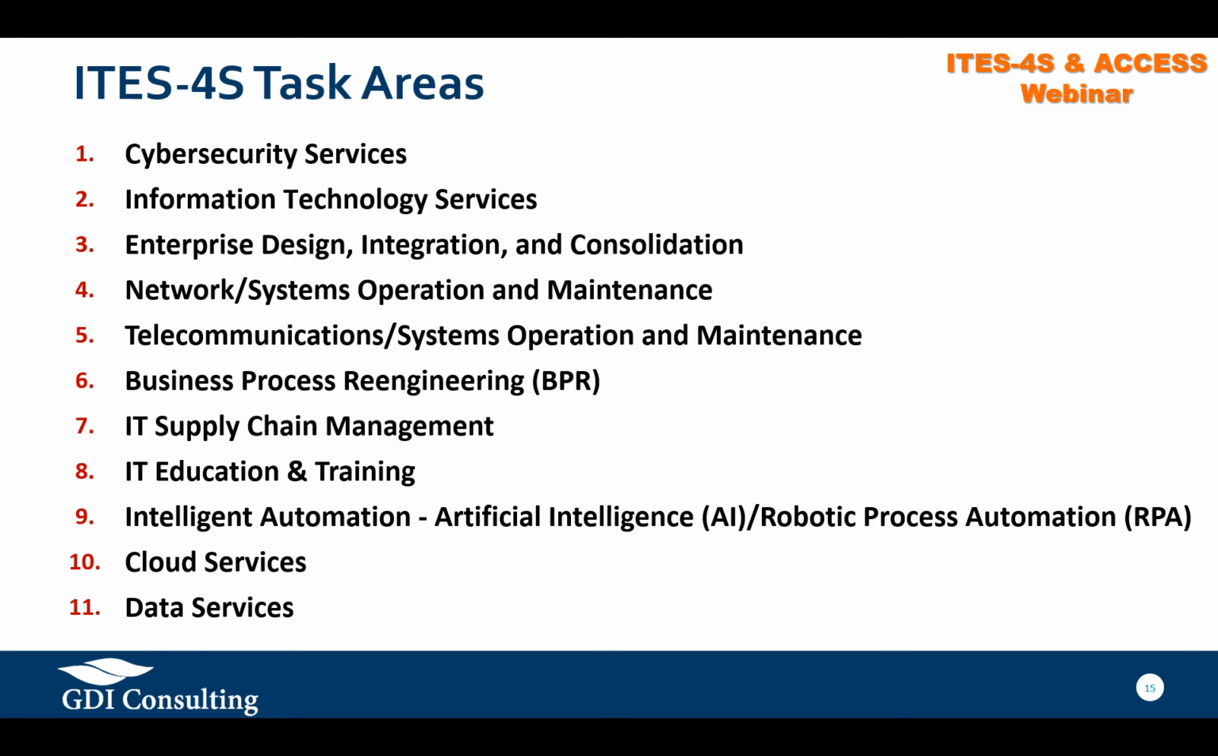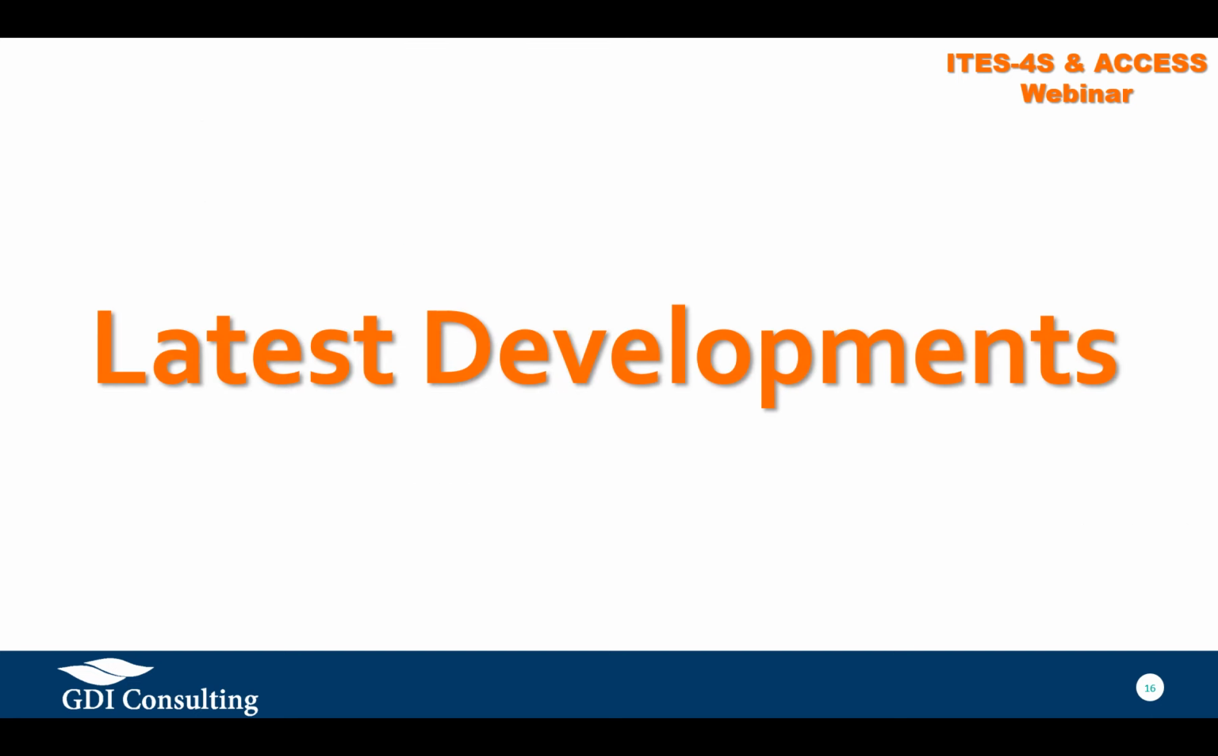And then intelligence automation. So all AI work, artificial intelligence, and all robotics will be under ITES-4S. And then finally, cloud services and data services. So all these 11 areas are the task areas that ITES-4S will provide task orders and requirements for. So having said that, these are the basic cornerstones of ITES-4S.